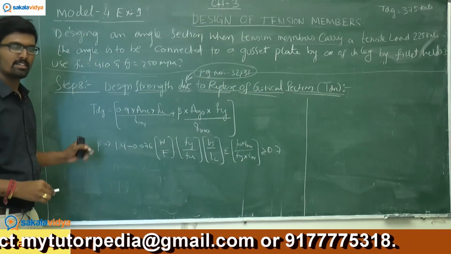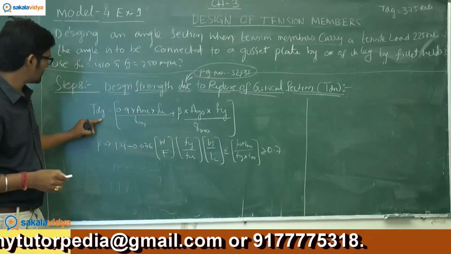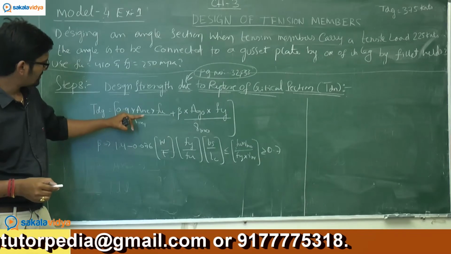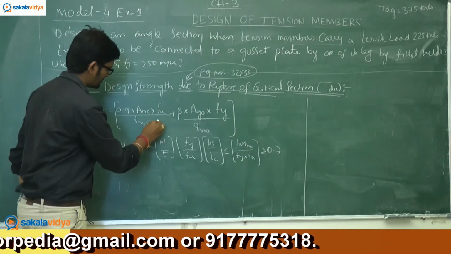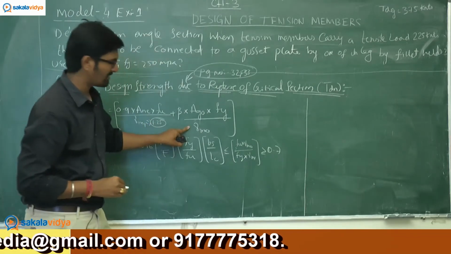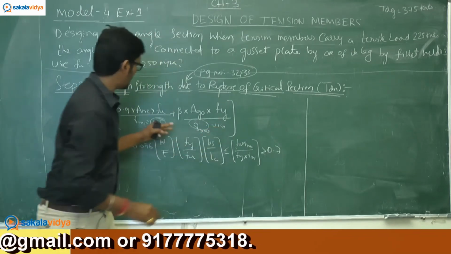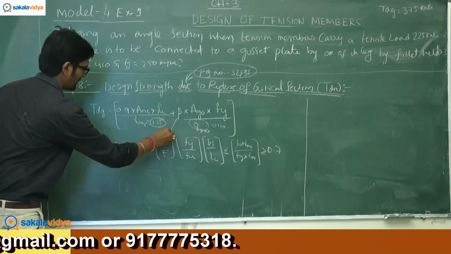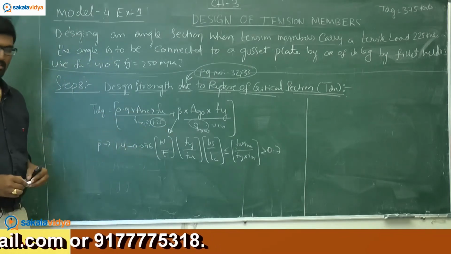So what is the formula for design strength due to rupture of critical section of an angle section? TDG is equal to 0.9 into ANC into Fu by partial safety factor gamma m1, that is 1.25, plus beta into AGO into Fy by partial safety factor gamma m0, that is 1.10. Before finding this value we are going to solve for beta. It is very important.